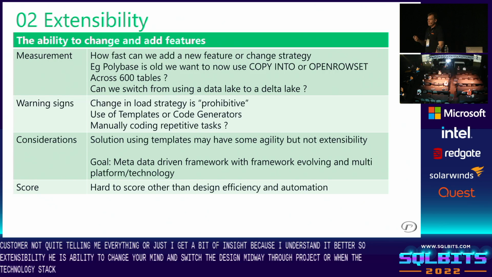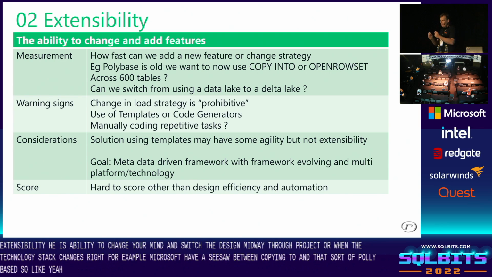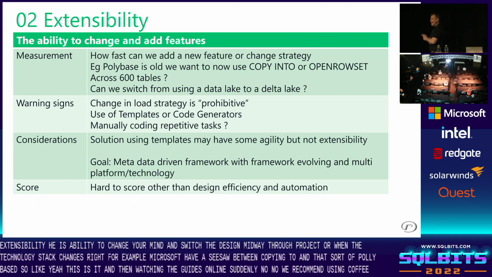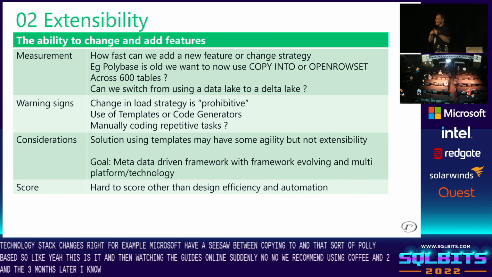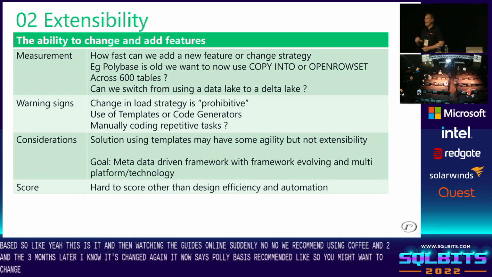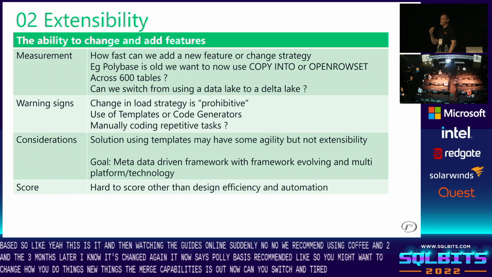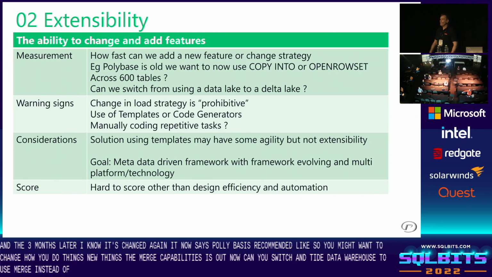or when the technology stack changes, right? For example, Microsoft have a seesaw between COPY INTO and PolyBase. They're like, yeah, PolyBase is it. And then watching the guides online, suddenly, no, we recommend using COPY INTO. And then 3 months later, I noticed it's changed again. It now says PolyBase is recommended, right? So you might want to change how you do things. New things, the MERGE capability is out now. Can you switch your entire data warehouse to use MERGE instead of a multi-step operation when it's released, right? That's extensibility.